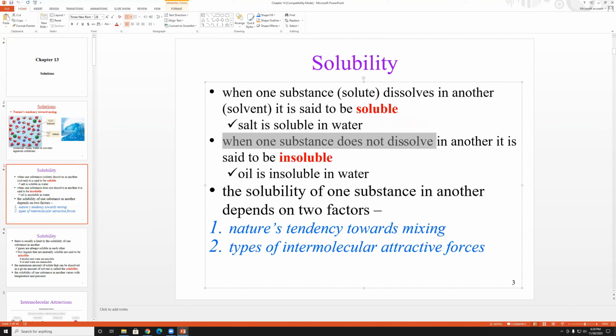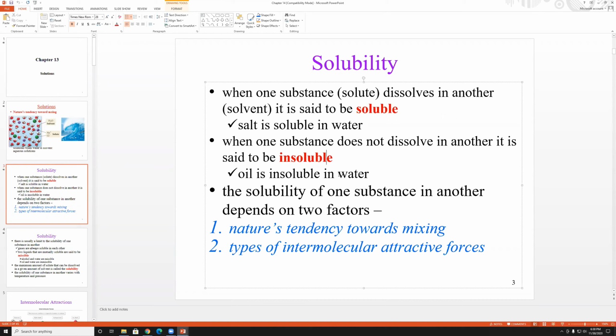And when a substance does not dissolve, it's insoluble. So you have oil and water, or any of these exceptions that are insoluble on the solubility rules. Those are considered to be insoluble in water. But just because something's insoluble in water doesn't mean it's insoluble in other things. So when you say soluble versus insoluble, we have to be specific on what type of solvent we're talking about, whether it's an aqueous solvent or an organic solvent.